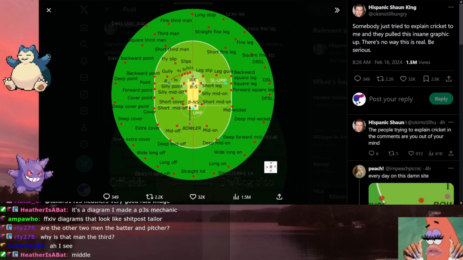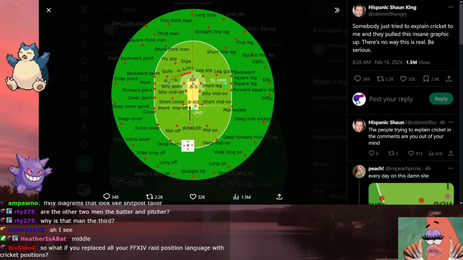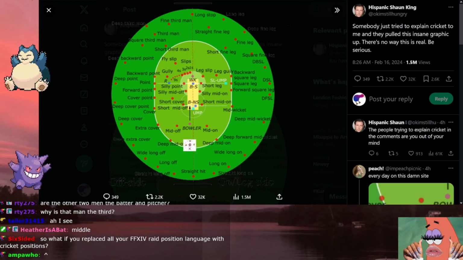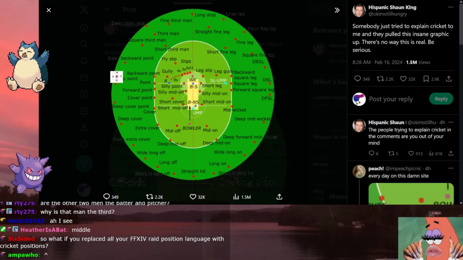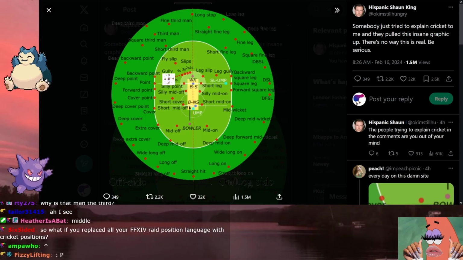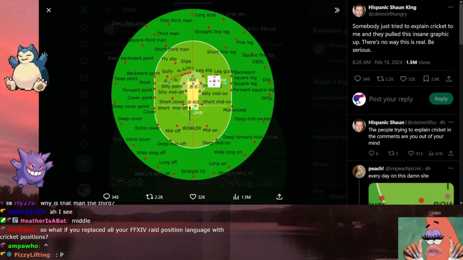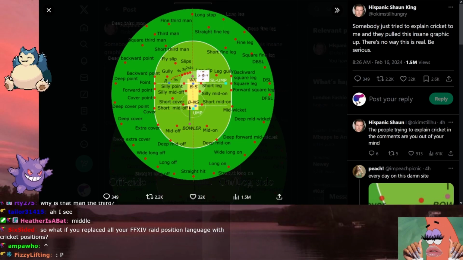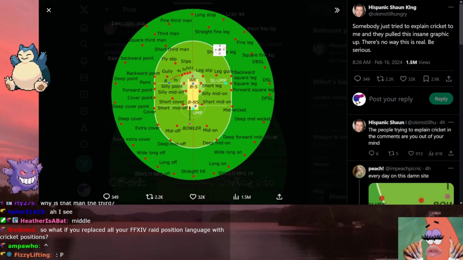And like I said, there's kind of just regions of the field, and then you have modifiers like off, long, deep. Silly means really close to the bat. Fine and square generally refers to... So square generally refers to horizontal from the batsman. So anybody who's fielding in a line like this would be defined as square. And then fine generally refers to an acute angle behind the batsman. So you're more fine if you're towards the behind the batsman.